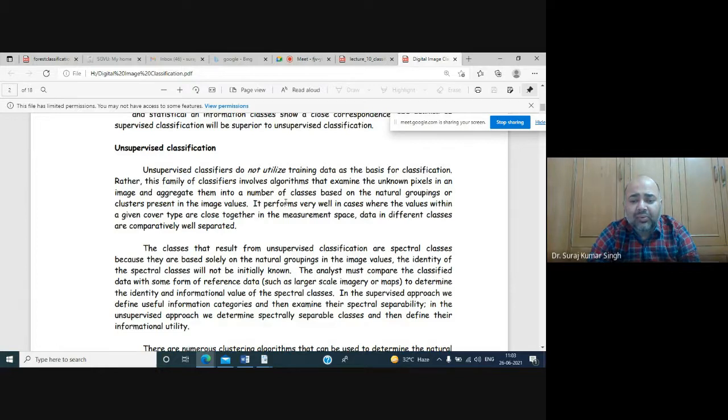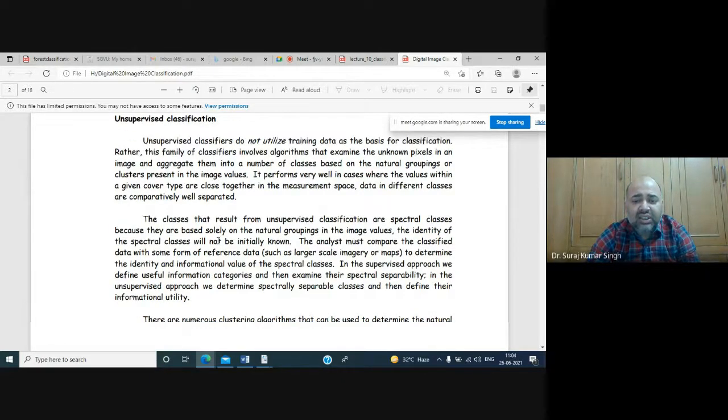It performs very well in cases where the values within a given cover type are close together in the measurement space, and data in different classes are comparatively well separated. So what it is saying is, if the class values are equally distributed throughout the area and throughout the spectrum, this classification technique will give you the best result if it is uniformly distributed.